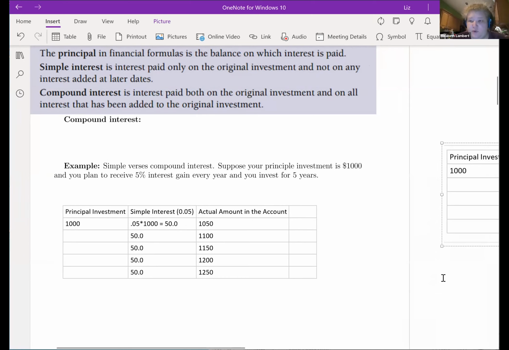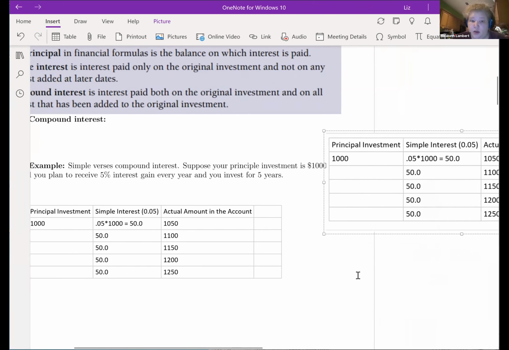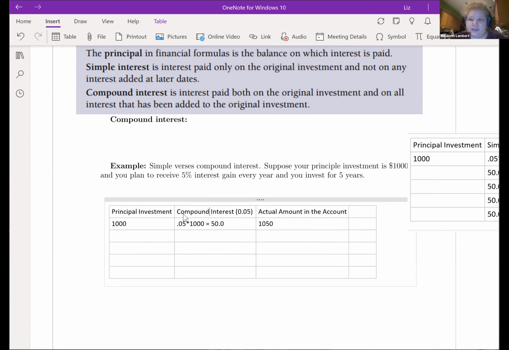I'm going to copy that over there so we will be able to compare. But right now, the first year is going to be the same. All we had was 1,000. We calculate the interest on that. And now we have 1,050.